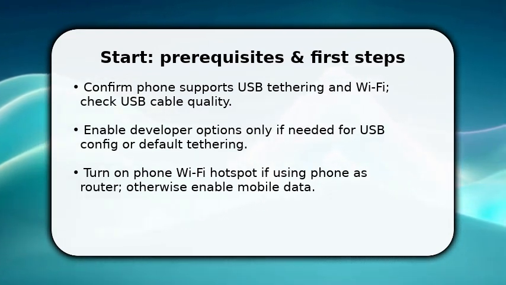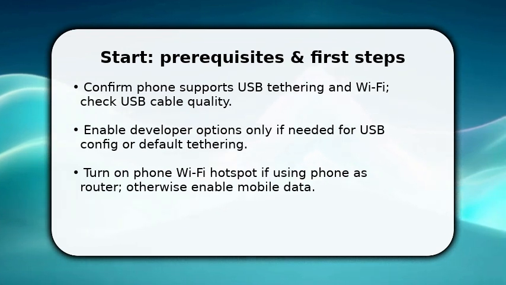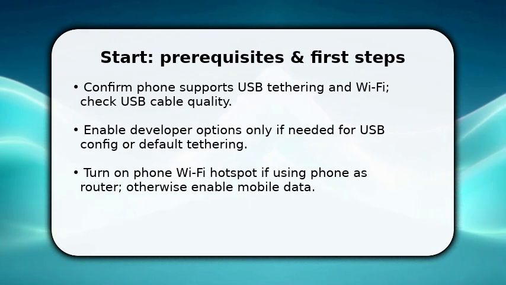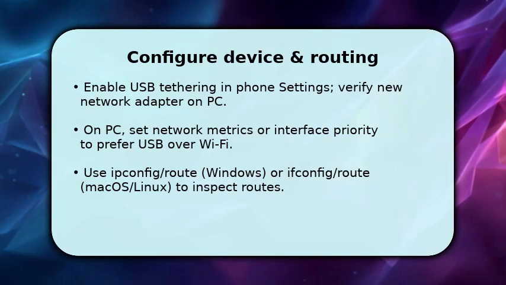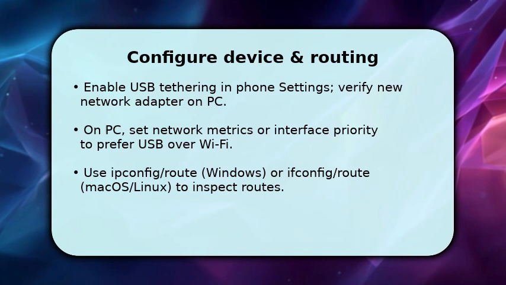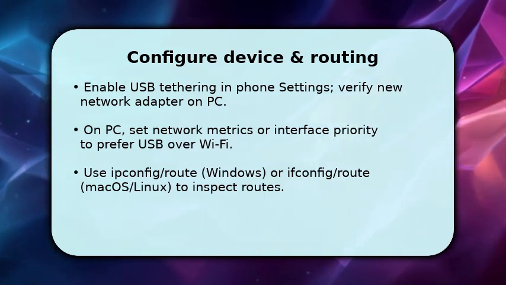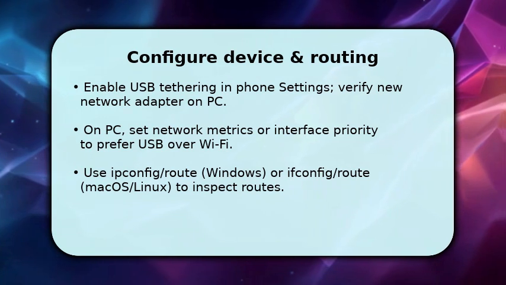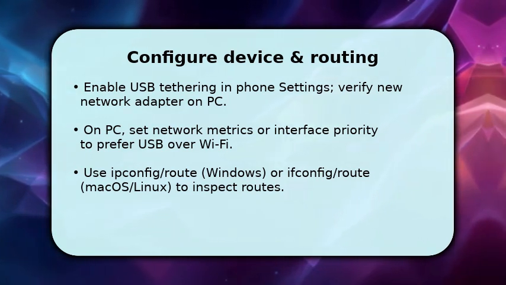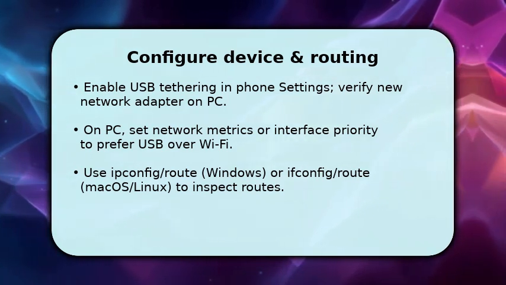You do this first because the computer needs a live USB network interface before we change system routing to prefer USB. Next, enable USB tethering on the phone and watch for a new network adapter on your computer. On Windows, open Network Connections and set the USB adapter to a higher priority, lower metric than Wi-Fi.